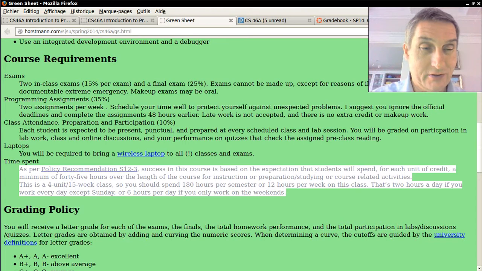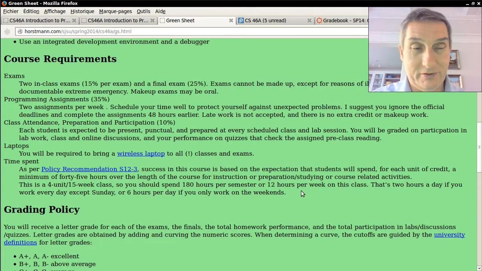It's a 4-unit course, and so that comes out to a workload of 12 hours per week. So if you work every day except on Sunday, that would be 2 hours per day. Or if you only want to work on Saturday and Sunday because you have a full-time job, you would have to work 6 hours on Saturday and 6 hours on Sunday to do well in the course. And it really is no kidding. One does need quite a bit of time to learn programming. It's just like learning how to play the piano. It takes time.